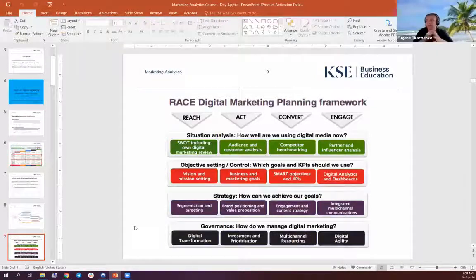So first of all, we need to understand what our current strategy is, what our current positioning is, as well as what our current vision is. What can really help us in that process is the RACE digital marketing planning framework. Again, there is probably an endless number of frameworks. It's just to put it into perspective and explain it to you, so you can adjust it to yourselves.